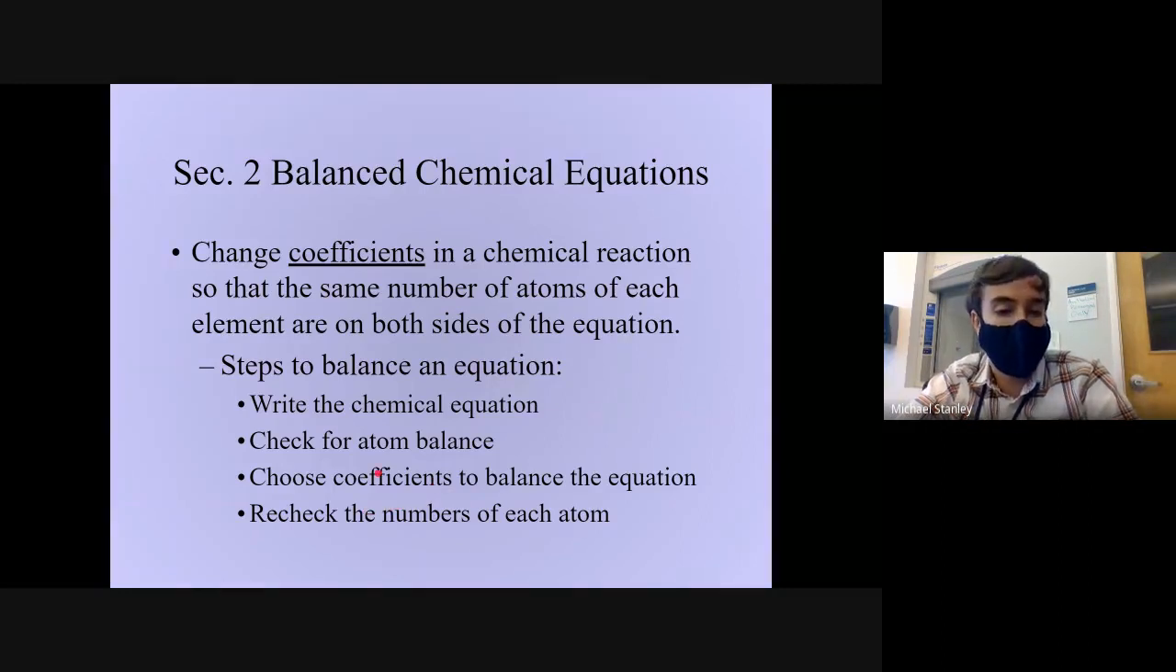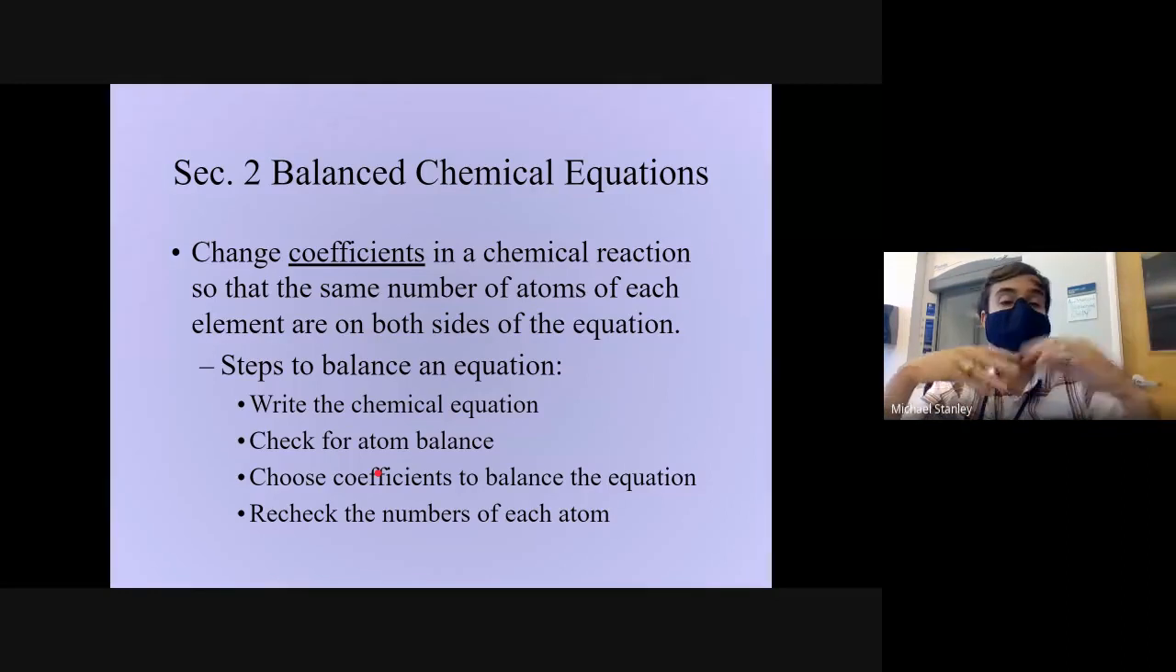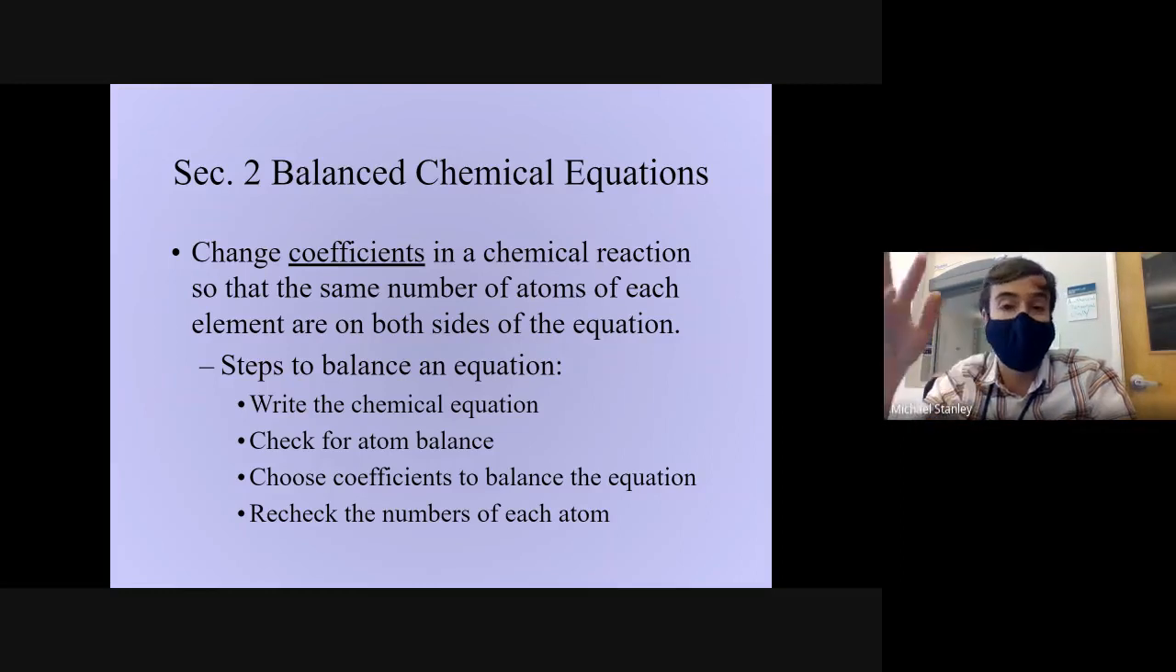After you change some of your coefficients, you'll go back and recheck and see, did you manage to make it so that you have the same number of atoms on the reactant side and on the product side? So just talking through it and explaining it in very vague, general terms doesn't really help. Let me walk you step by step through a basic example to show you what I mean about all this.